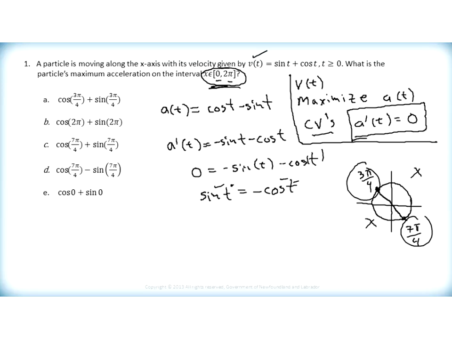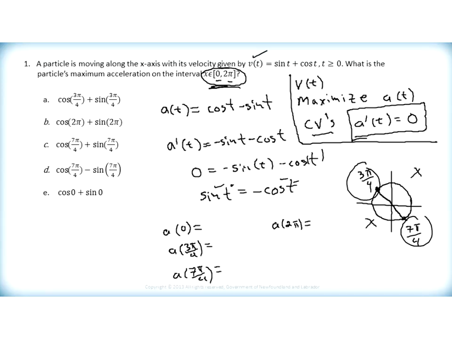So I need to know what's the acceleration at each of those places. So 0, I want to know the acceleration at 3 pi over 4, at 7 pi over 4, and I want to know the acceleration, last but not least, at 2 pi. Well, maybe it's least, I don't know yet. So acceleration at 2 pi. So let's see if we can work those out and come to a reasonable solution for this particular question.